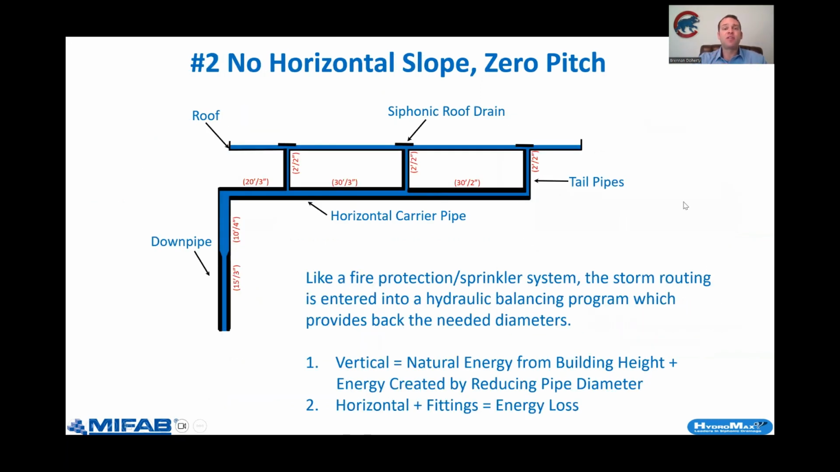The second major advantage is pipe in a siphonic system runs dead level flat. There's no installed slope or pitch whatsoever. Similar to a fire protection system, the routing as well as the demand up at that roof drain are fed into a balancing program that dictate back to us what those diameters need to be so we have an efficient system. I need 30 feet of 3-inch pipe here, 40 feet of 2-inch pipe, so on and so forth.